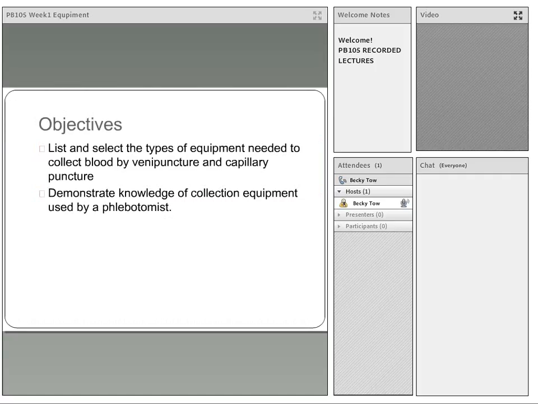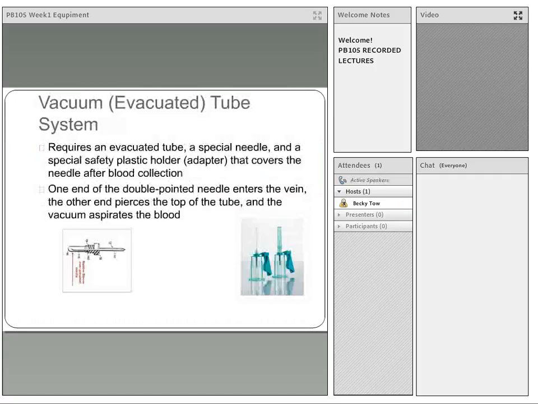First, we're going to talk about ETS, which is called the Evacuated Tube System. Your book will frequently talk about ETS. This is a vacuum tube system. It requires tubes that draw in the blood using negative air pressure.